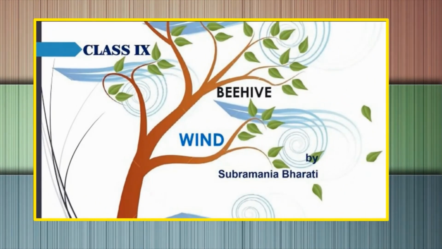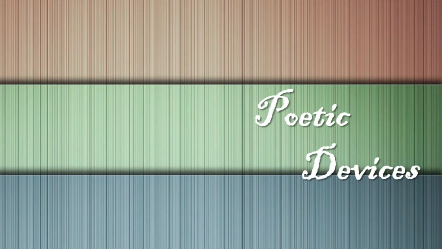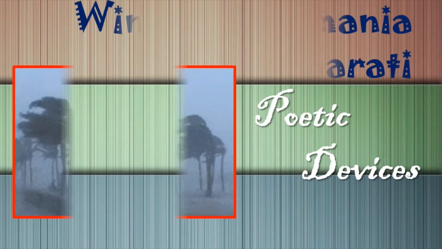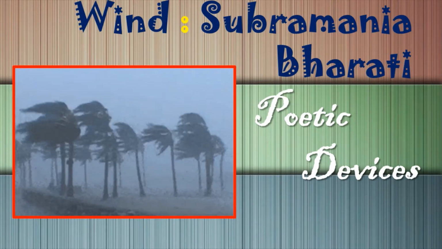Welcome back, dear children. Today we shall look at a Beehive textbook for Standard 9. In this video, I am going to discuss the poetic devices used by the poet Subramanya Bharati in the poem Wind.